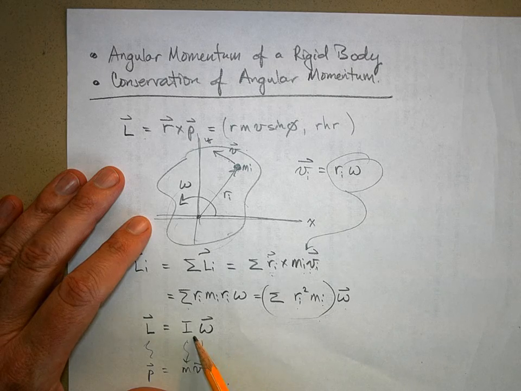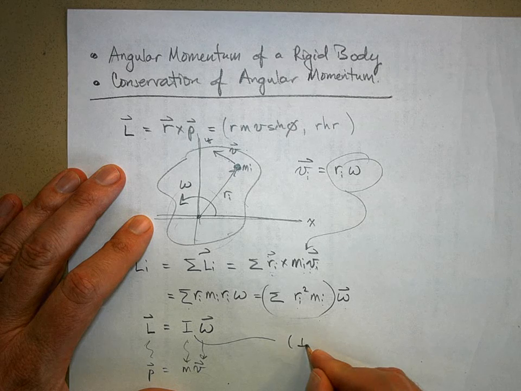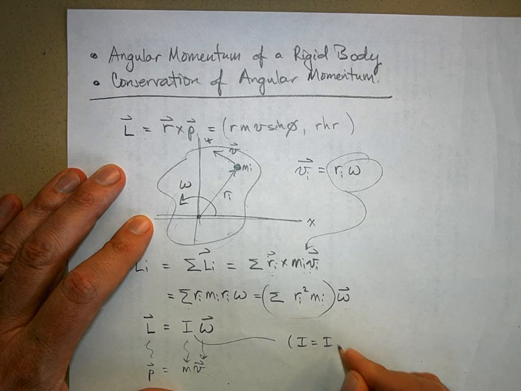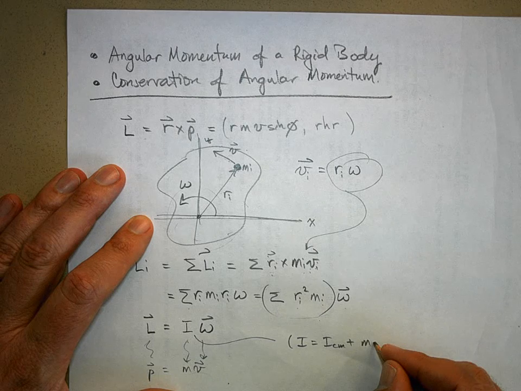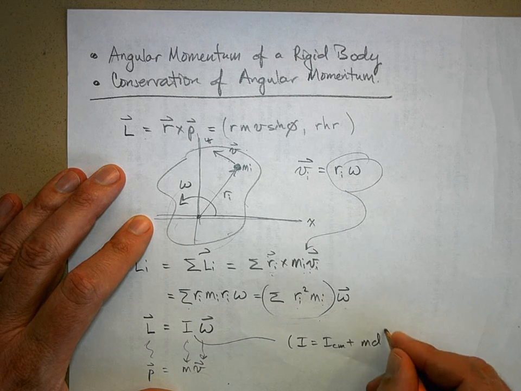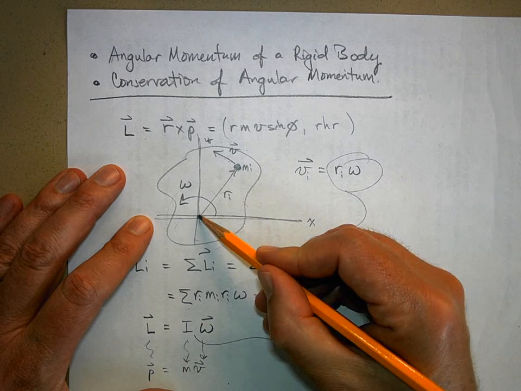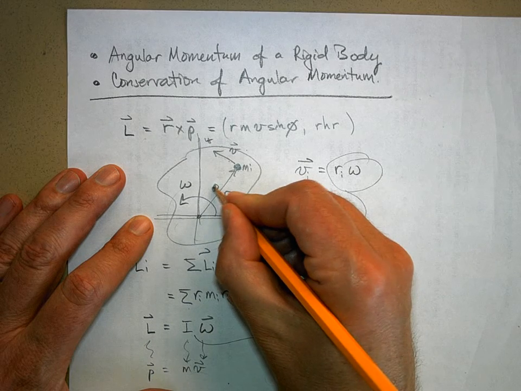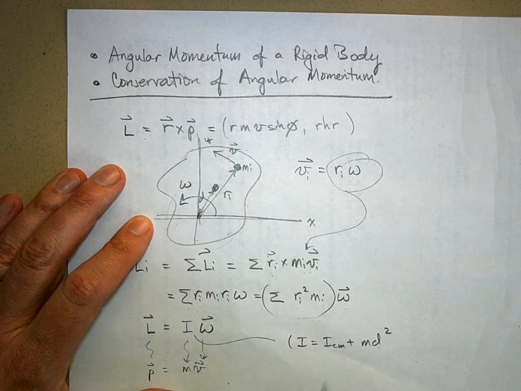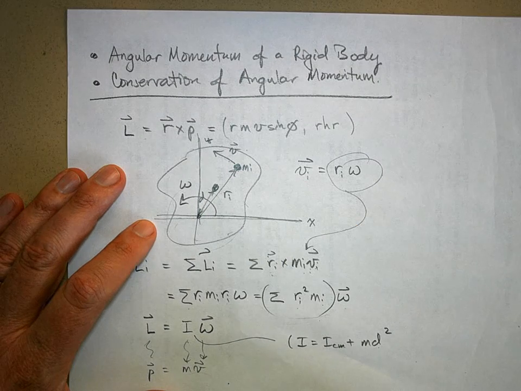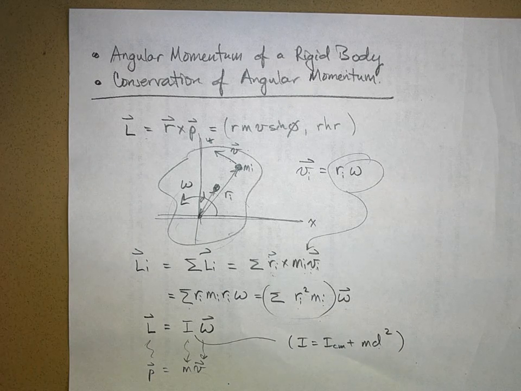So this could be equal to I of the center of mass plus md squared, where d is the distance from the axis of rotation to the center of mass location on the object. So there's d right here. So don't forget about the parallel axis theorem. Okay, go back and review that.